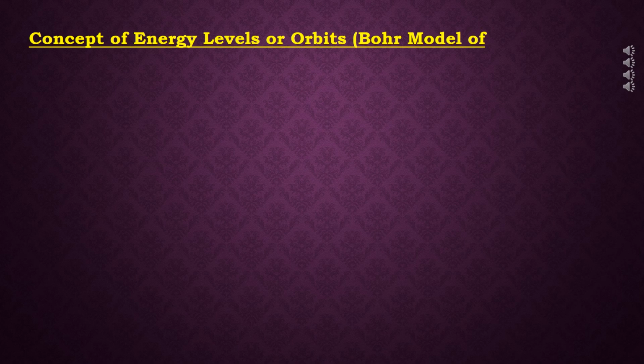To overcome the drawbacks of Rutherford's model of an atom and to explain the line spectrum of hydrogen, Niels Bohr proposed a model of the atom which was based upon the Planck's quantum theory of radiation.